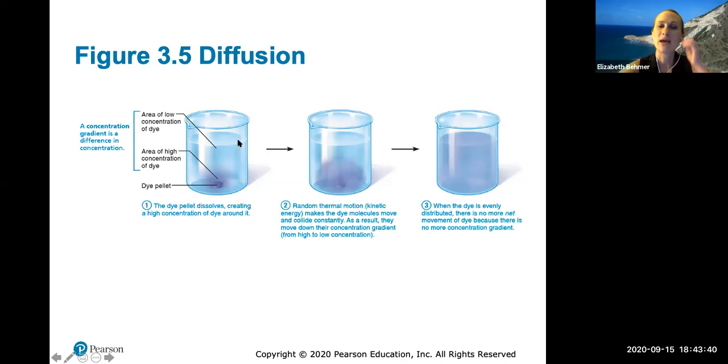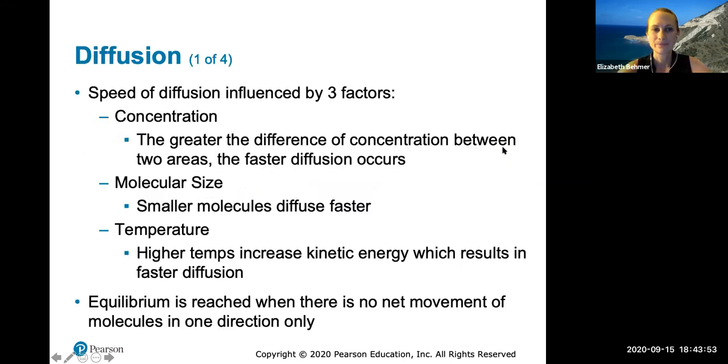Here you see an example of a dye pellet, and eventually over time, the dye pellet will diffuse into all areas of the beaker. So that's simple diffusion, until all areas of the beaker are equally concentrated. The speed of diffusion is influenced by the concentration gradient, meaning the greater the difference of concentration between the two areas, the faster the diffusion occurs. And that makes sense. If you spray a bunch of perfume in the room, it will diffuse faster and get to all areas of the room faster.